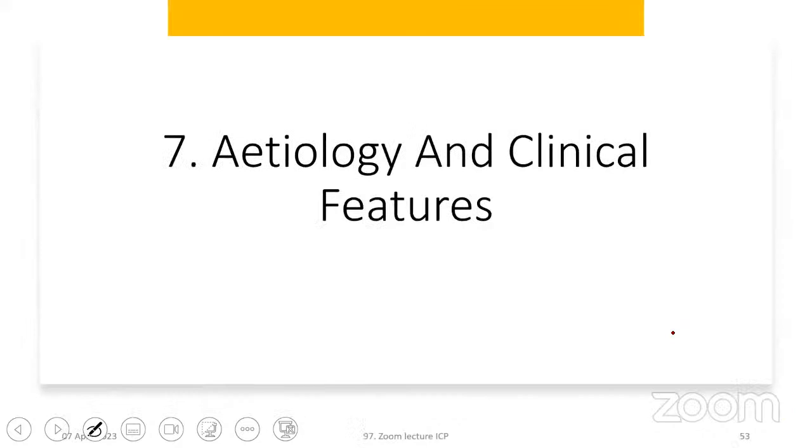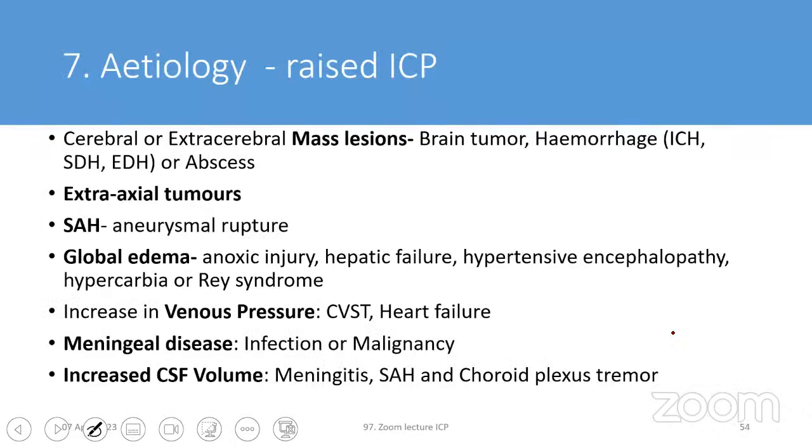Let's look at the various etiological factors and clinical features of raised ICP. Cerebral or extracerebral mass lesions, brain tumors, hemorrhage, abscess, extra-axial tumors, subarachnoid hemorrhage. There may be anoxic injury, hepatic failure, hypertensive encephalopathy, hypercarbia, Reye syndrome. They all cause hyperperfusion syndromes or global edemas. Increase in venous pressure: CVST, heart failure. Prototype examples: meningitis and meningeal metastasis.